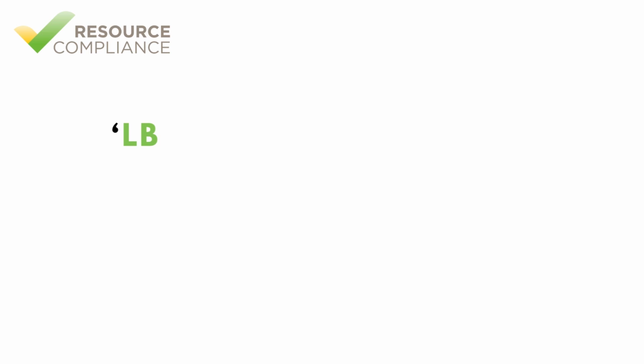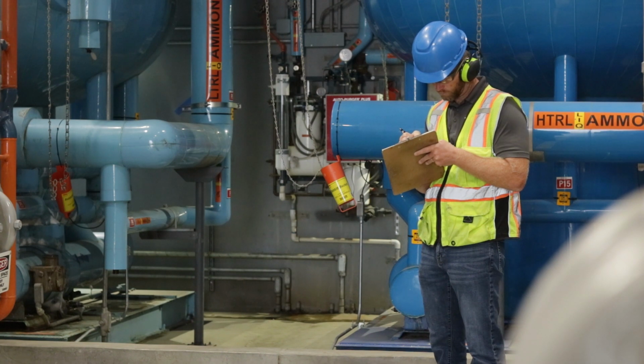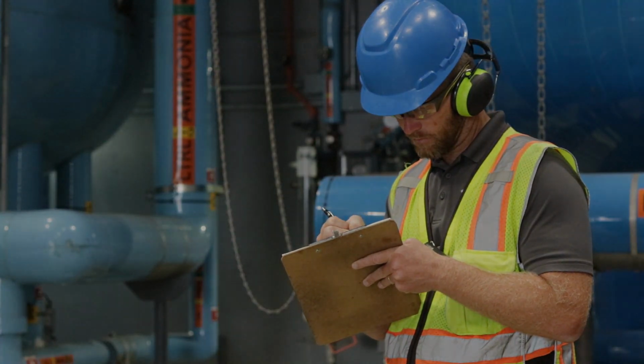It is helpful, however, when writing the units to use the subscript F for pounds force and the subscript M for pounds mass. Earlier, it was mentioned that there is a unit of mass named the slug. Differentiating between pounds mass, slugs, and pounds force can confuse even experienced engineers.